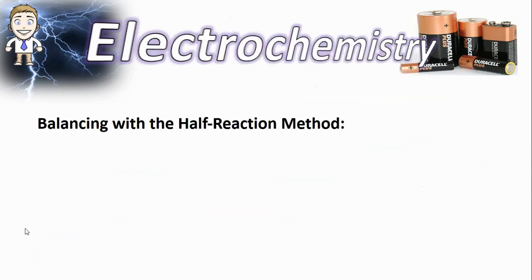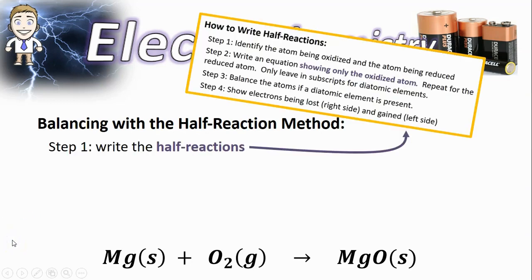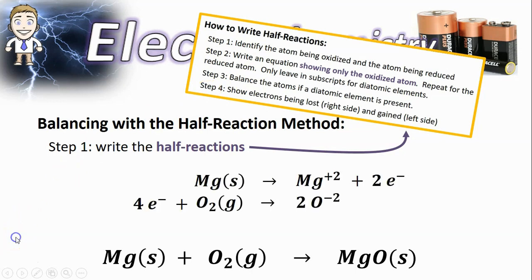So most of the time, this is referred to as the half reaction method for balancing. We'll start off in our first example looking at our Mg and oxygen reaction just because we're pretty familiar with it. Also, the first step of balancing with the half reaction method is of course to write the half reactions. So we've got to go through all 4 of these steps from the last video. We already did that in this video at the beginning, so here's my 2 half reactions for Mg and O2.